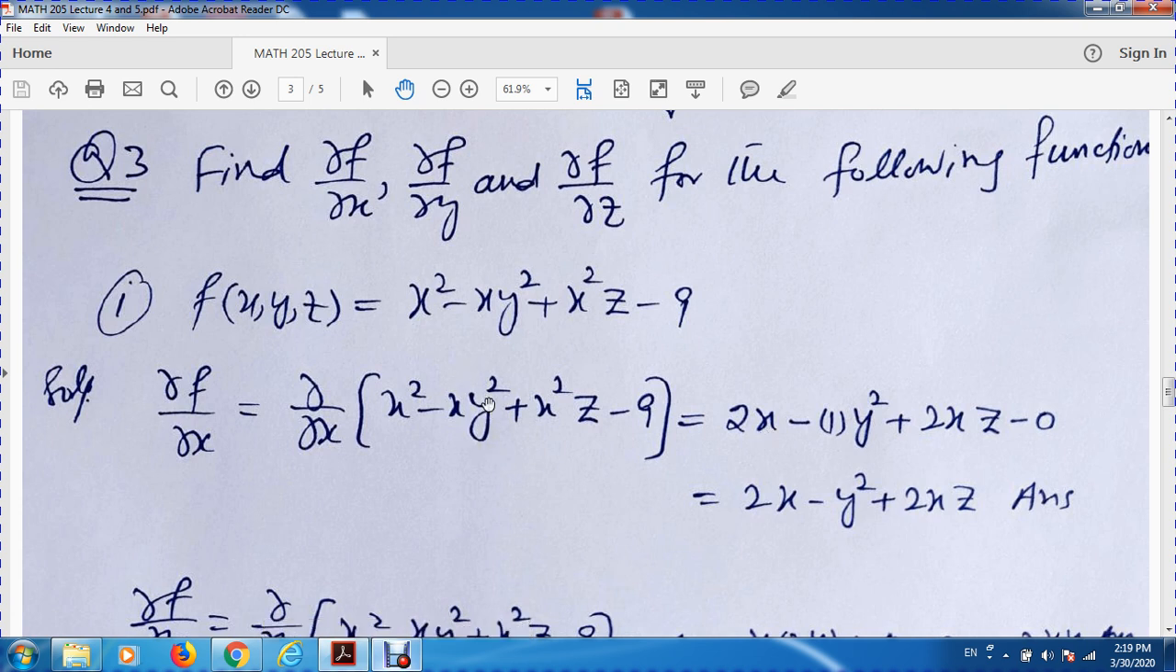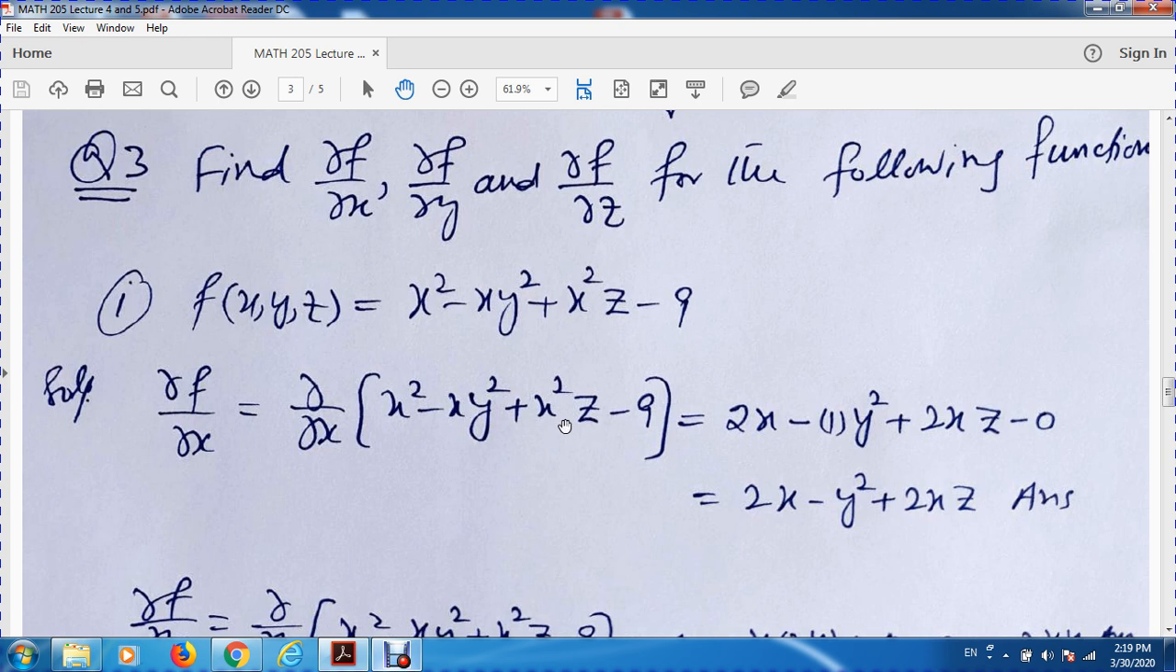We will not use the product rule here. Remember, although x and y are multiplying, we are taking the partial derivative, so we will not use the product rule. We will consider y square just like a constant number. We need the derivative only with respect to x, and you know the derivative of x is 1, and we write y square as it is, because whenever some constant is multiplying with a variable, we write the constant the same and then write only the derivative of that variable.